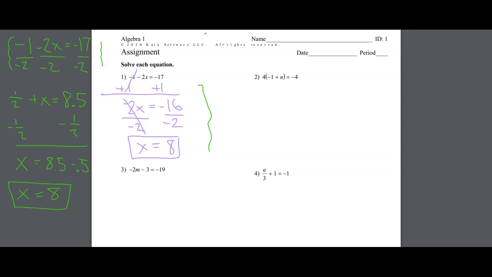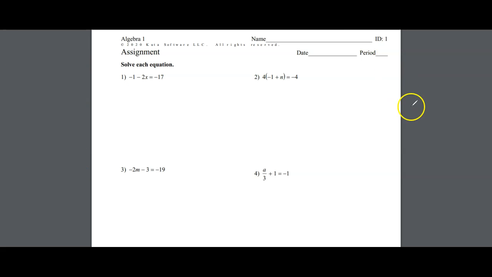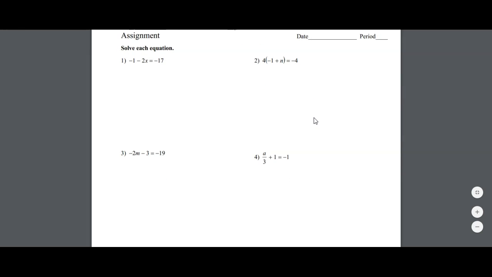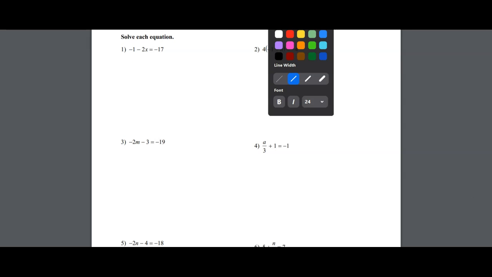Okay, on to number 2. I'm going to clear what I have for number 1, and I'm going to scroll up a little bit. So again, this problem can be solved in a number of different ways. And I actually think that your immediate thought may be, okay, I've got a set of parentheses on the left as well as this 4, so I'm going to distribute. Perfectly fine.